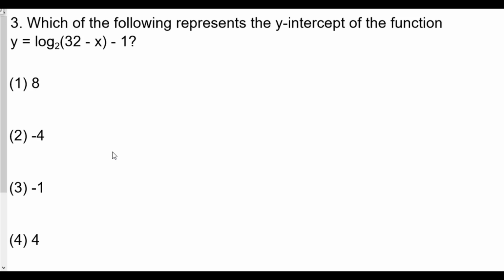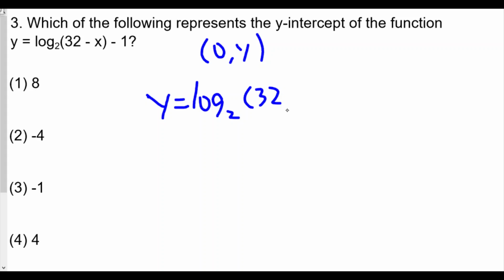Question number 3. Which of the following represents the y-intercept of the function y equals log base 2 of (32 minus x), minus 1? Now the y-intercept really is going to be the value of y when x equals 0. So when x equals 0, we're looking for 0, y. That means we'll plug the x value with 0 and then try to solve for y here. So that means we're going to do y is equal to log base 2 of 32 minus 0, minus 1.